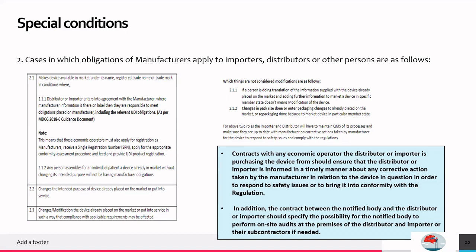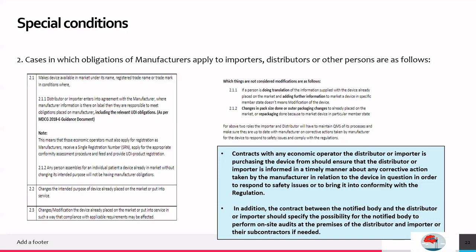So for the above two roles, the importer and distributor will have to maintain the QMS. If you're doing those activities as an importer or distributor, you have to have a QMS for those processes. That is a very important point.